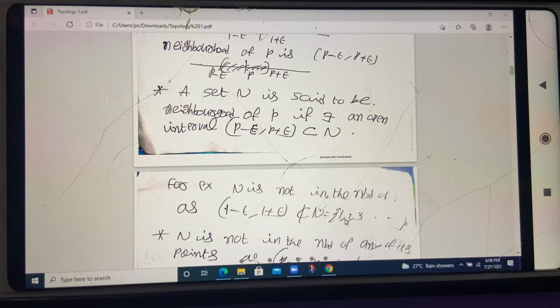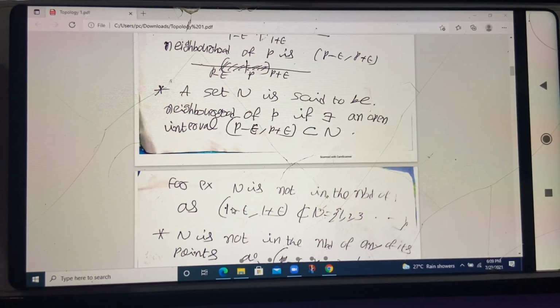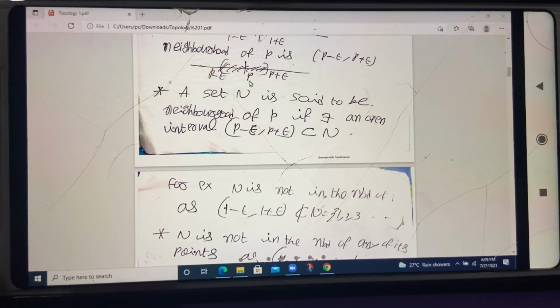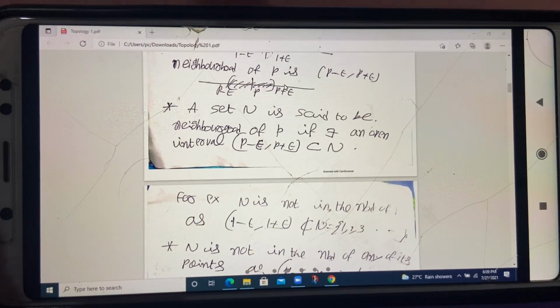Similarly, N is not a neighborhood of 2. 2 is there in N, but N is not in the neighborhood of 2 and 2 is not an interior point. Why? Because 2 minus epsilon to 2 plus epsilon, if you take it, is not contained in N. Because 2 minus epsilon, 2 plus epsilon again contains infinitely many real numbers. In place of P, we now have 2. In between, 2 is there, but also many real numbers.